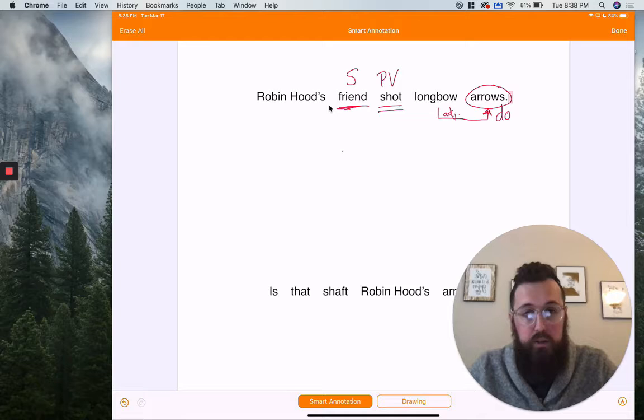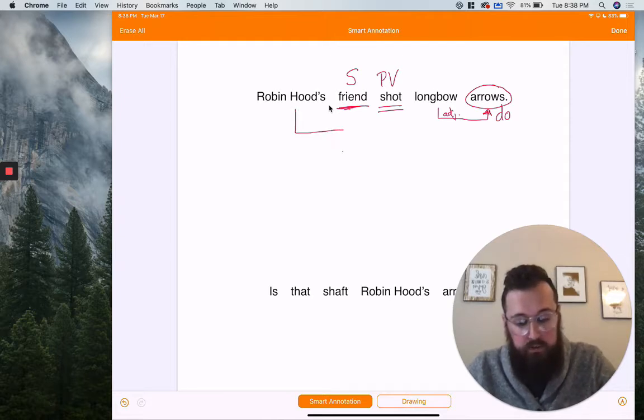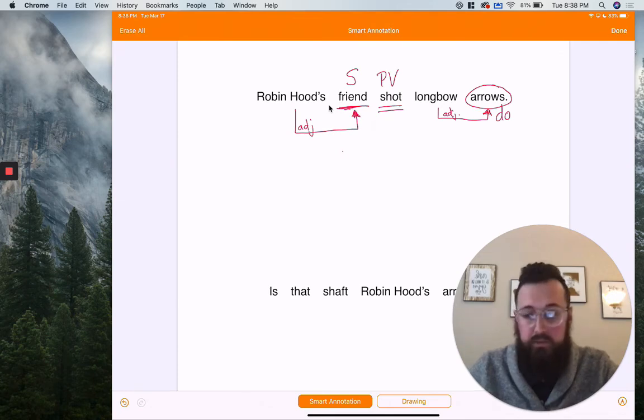Now here's where we have our possessive noun. This is where it might trick you up. That is a name, yes, but because it's possessive, it is acting as an adjective. It is telling me whose friend it is. So Robin Hood's friend, it's describing the friend. So that is going to act as an adjective.